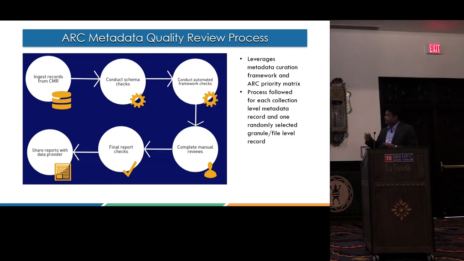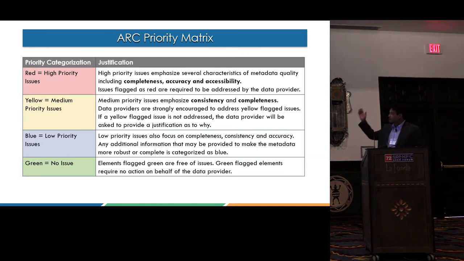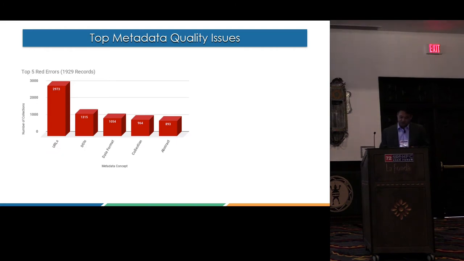They came up with this framework where they are manually looking at things, but they are trying to automate everything that is repeatable. If they find an error that's repeatable, they put in automated checks. So this goes beyond just doing schema checks to validate against the schema. This is actually looking at the content. And they came up with this priority matrix for flagging different metadata records. I think the red is the highest priority, where people really can't even access the data set. And here are some metrics.